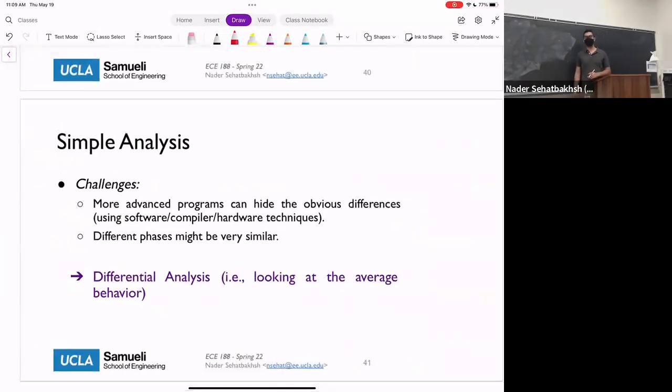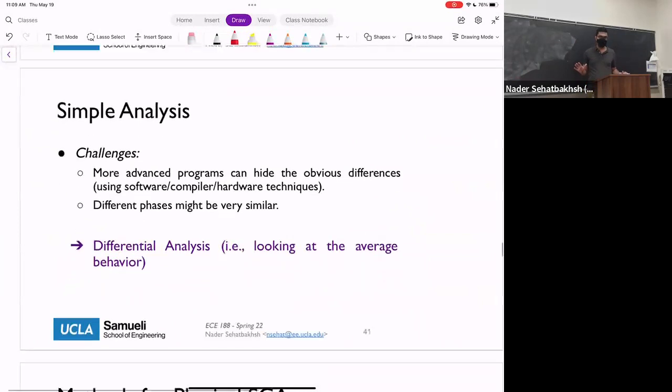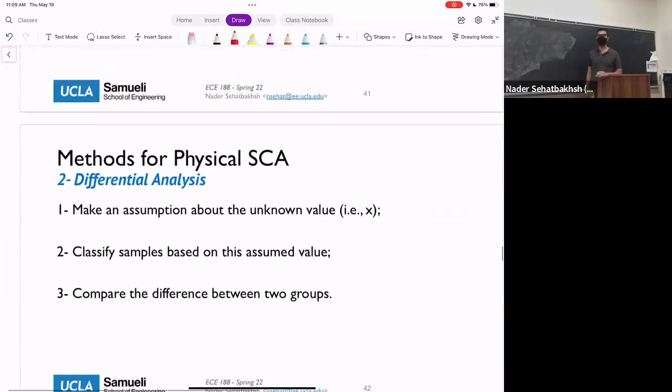To fix these challenges, the idea was: how about we look at the differential behavior of the system? That's what's called differential analysis. Differential analysis has three steps. The first step: at the end of the day, what we want to know is X. Remember, for example, we want to know whether this was bit 0 or bit 1. Let's say for now X is only a binary value.